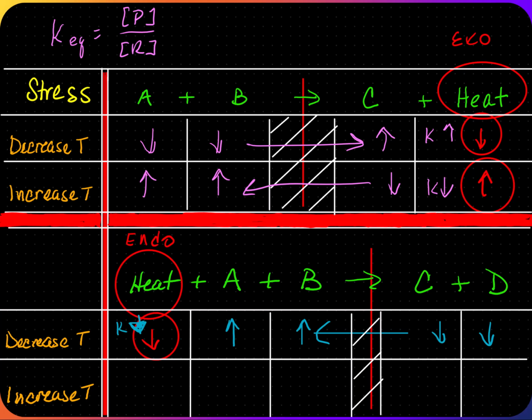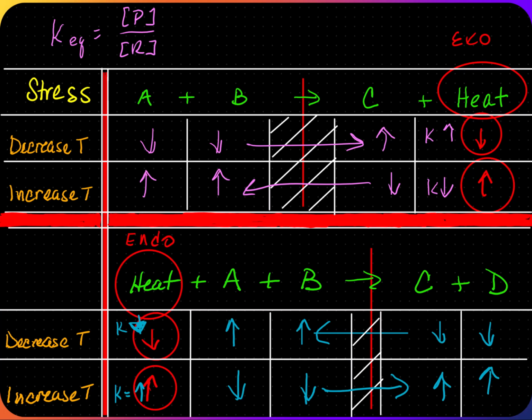When the temperature is increased, we're adding more heat. So we're going to shift away to establish a new equilibrium. So we're going to shift to the right, or the product side. So my reactants are going to decrease. My products are going to increase. My K is going to increase because now there are more products.